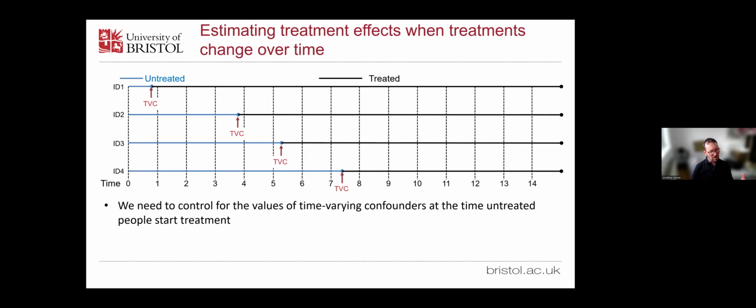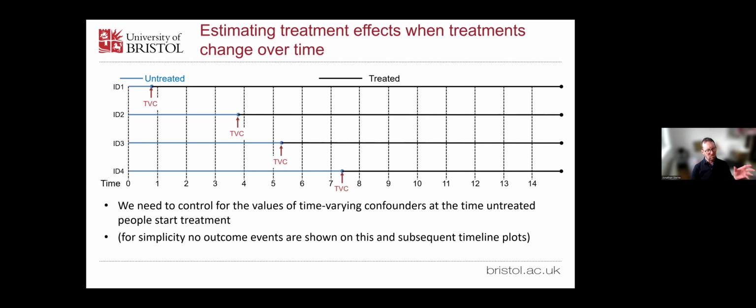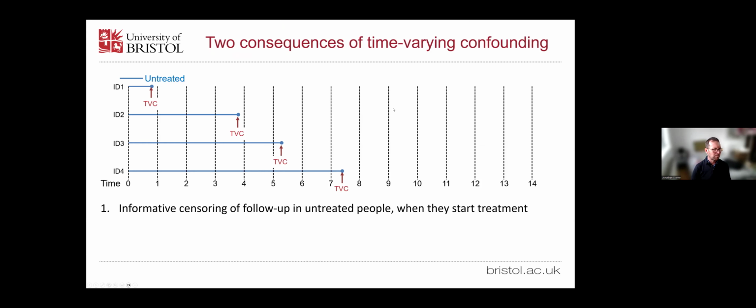So the fundamental task in a situation such as we were in trying to estimate vaccine effectiveness was to control the values of time-varying confounders at the time untreated people start treatment. And just to be clear, there are no outcome events shown on this and subsequent plots. I'm just showing timelines without outcome events.